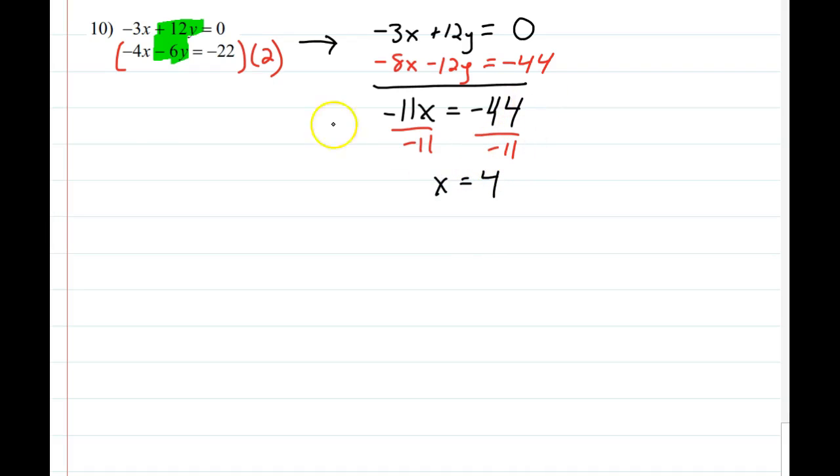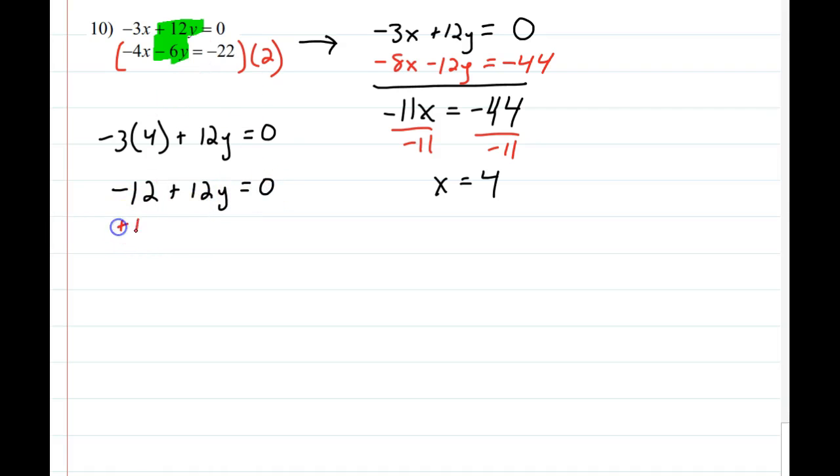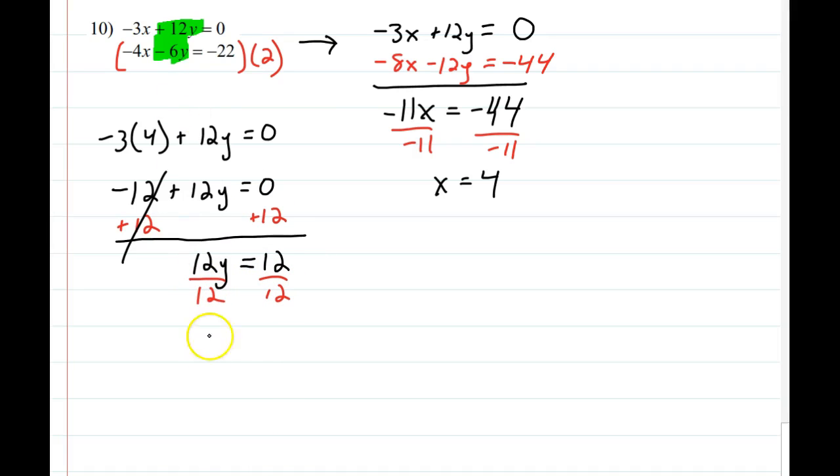I'm going to use the top equation to get my answer. So negative 3 times 4 plus 12y equals 0. So add 12 to both sides. So I get 12y equals 12. Divide by 12, so y equals positive 1. So I think my answer is 4, 1.